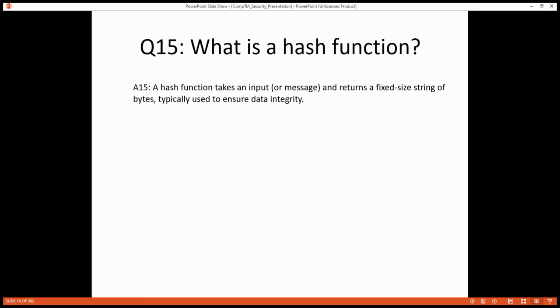Q15. What is a hash function? A15. A hash function takes an input or message and returns a fixed size string of bytes, typically used to ensure data integrity.